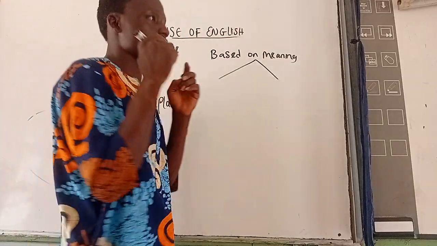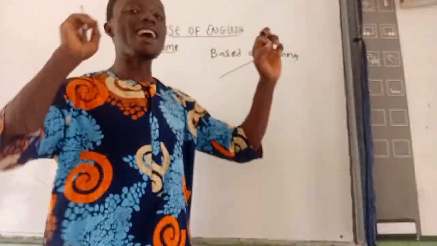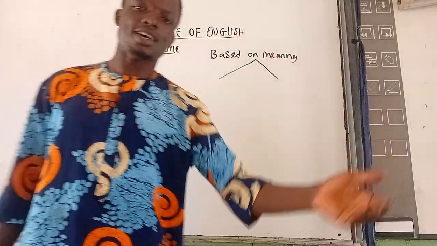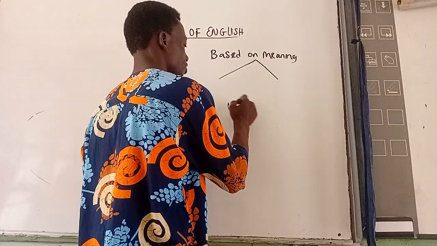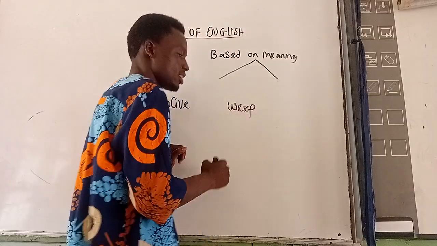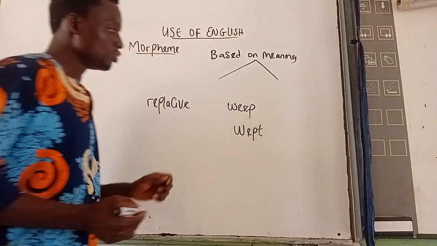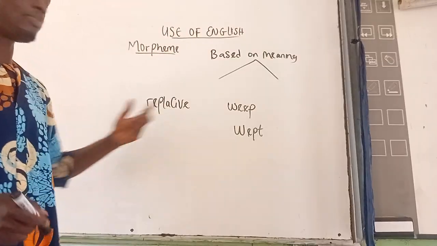For instance, with words like these, you are removing some letters and replacing them with another letter. This time you are not adding more letters. You are removing some and replacing them with another letter. For instance, whip, this is present tense. Now the past tense is what? Wept. Now you remove e, you add t. Do we get that? So these are examples of replacive morphemes.